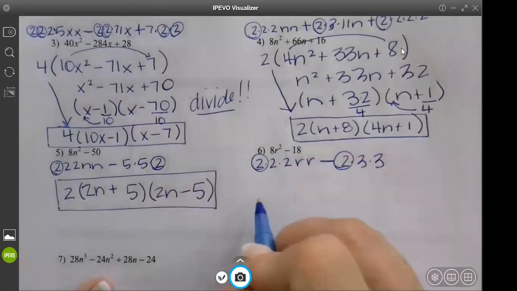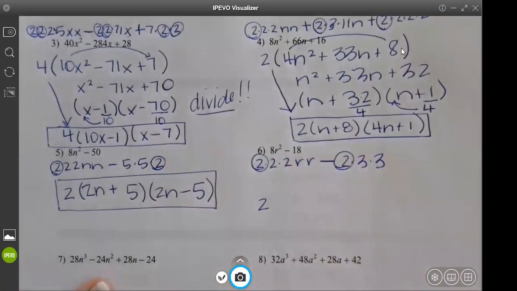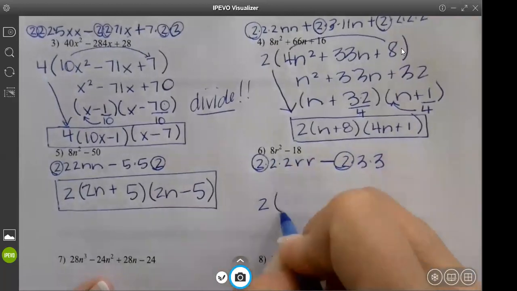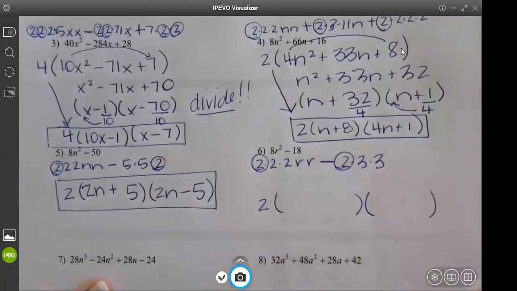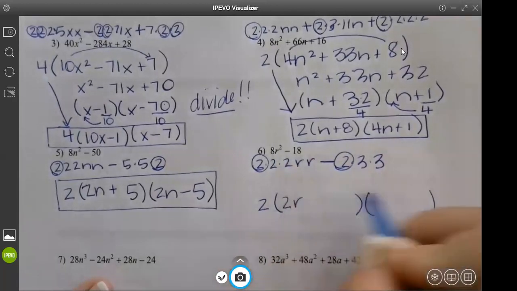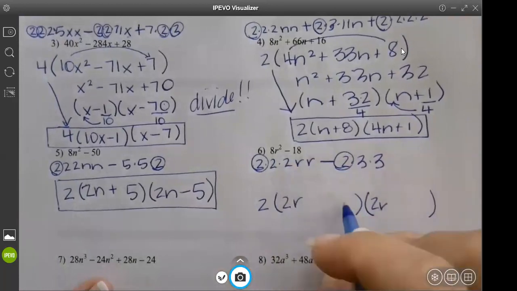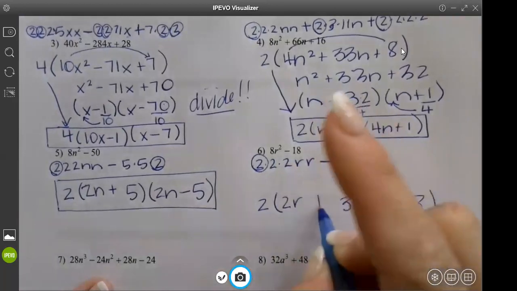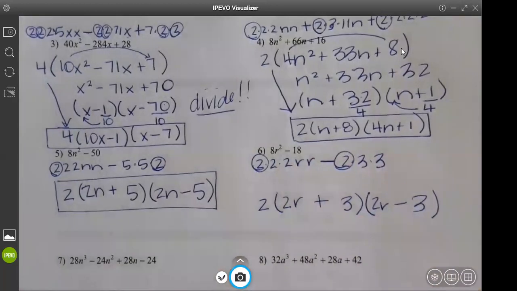1, 2. So that goes on the outside. What do you notice we left? 2 and a 3. 2 2s, 2 r's, 2 3s, right? So share them. What goes in the front? 2 r. That is perfect. What goes in the back? A 3. 1 is positive. 1 is negative. That's your final answer.